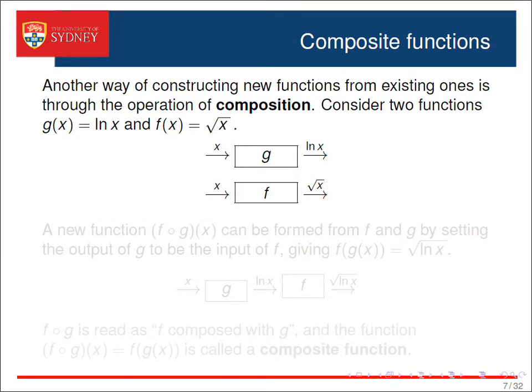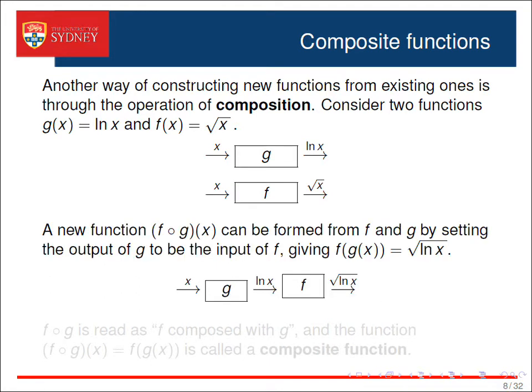Besides the operations of addition, subtraction, multiplication, and division, another way to create a new function from two existing ones is through the operation of composition. For instance, define two functions, g and f, to be the natural logarithm and square root functions, respectively. A new function can be created from these existing two by setting the output of g to be the input of f, giving rise to the function f of g of x, which is the square root of ln x.